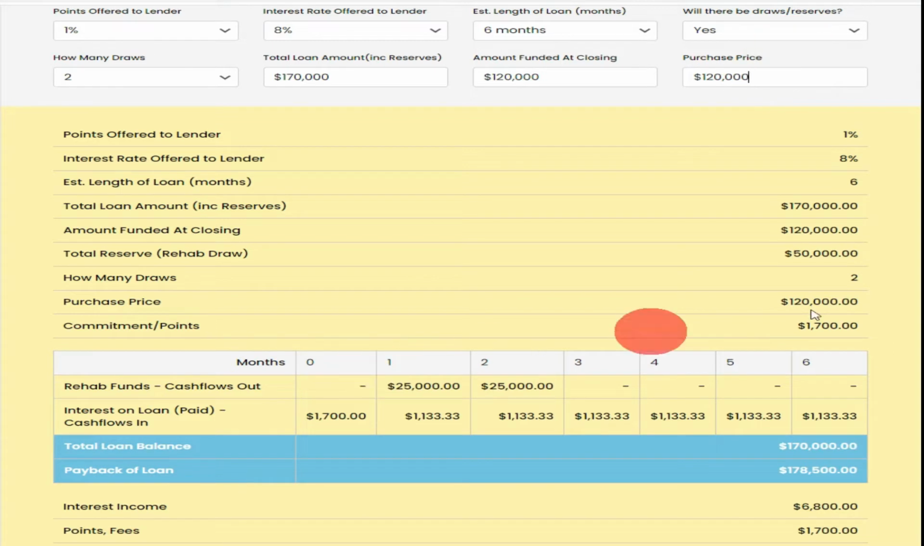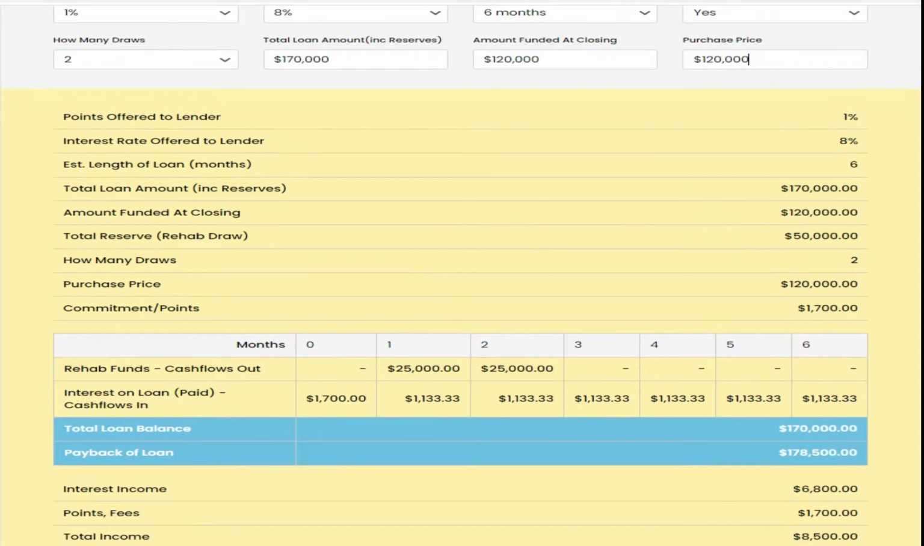Okay, now here's the breakdown that I would show my lender, right? I say I'm offering them 1 point on their money. I'm giving them an annual interest rate of 8%. I need your money for 6 months. The total loan amount I need, this is going to be my purchase price and my reserves. I'm sorry, $170,000. My purchase price of $120,000 plus my $50,000 for my rehab draws. That's $170,000. I need 2 draws.